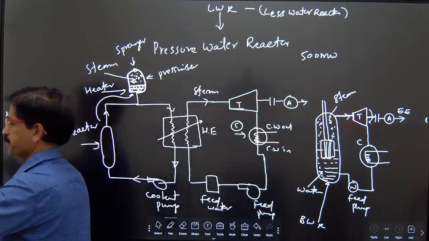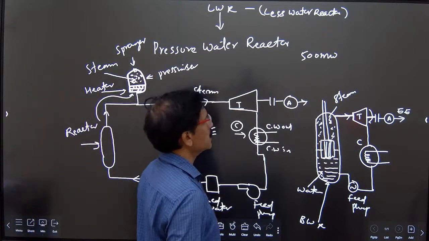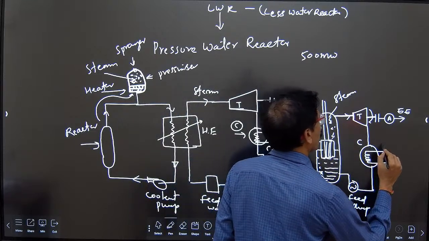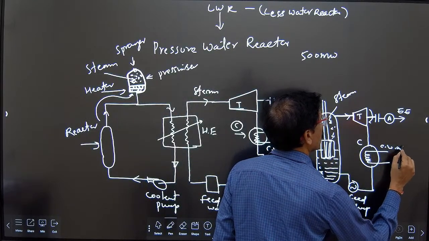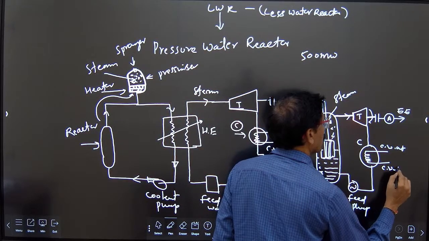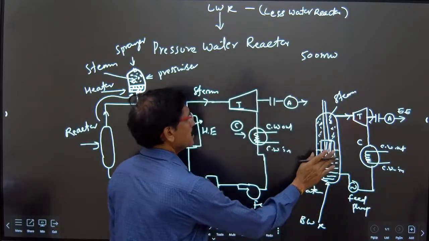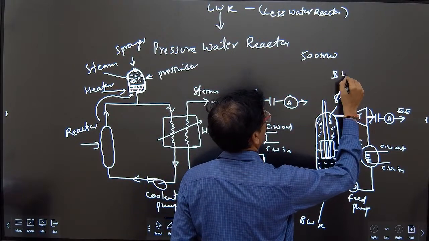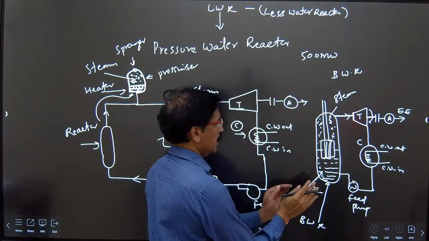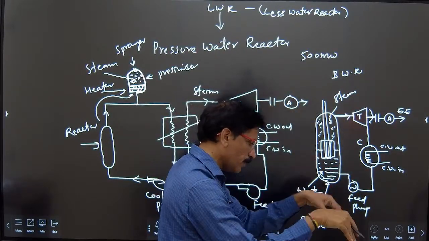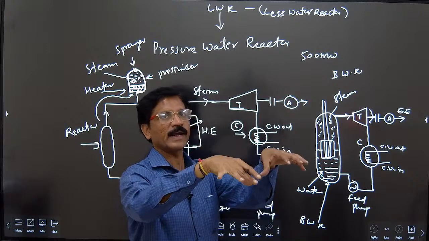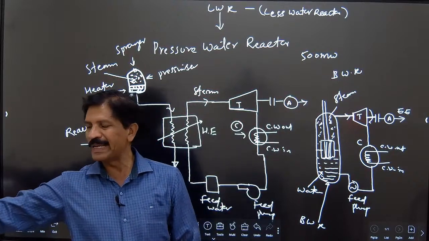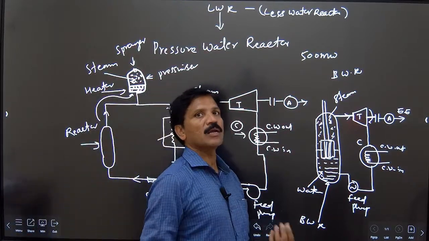See the difference. Here the difference is there is no heat exchanger, only the cooling water out, cooling water in, that is it. Okay. Simple design of the BWR, boiler water reactor. See, in the boiler itself there is a reactor, so it is directly connected. That means the space has been reduced and some of the parts are also reduced.